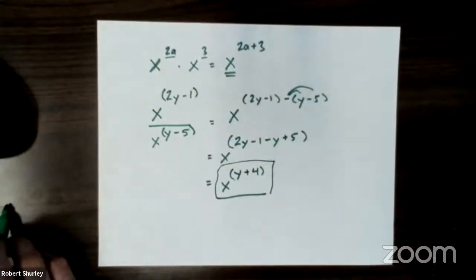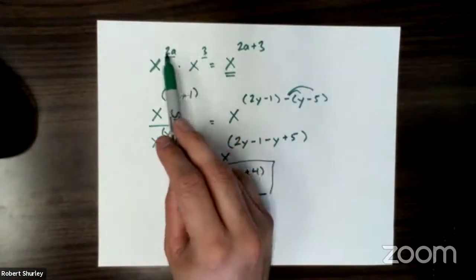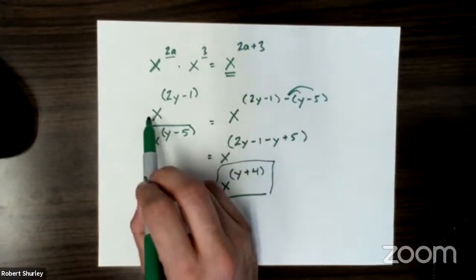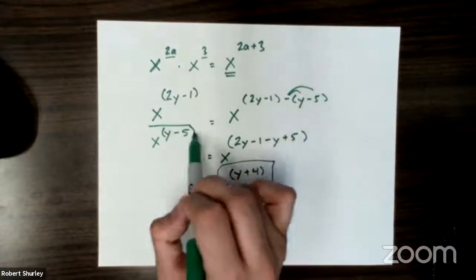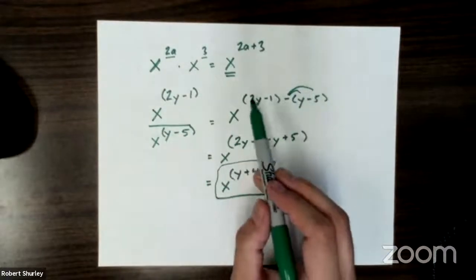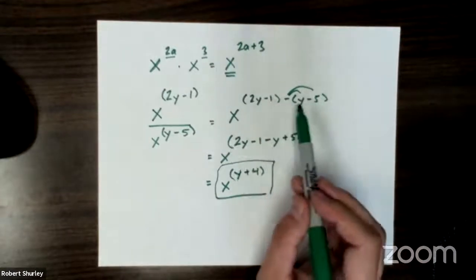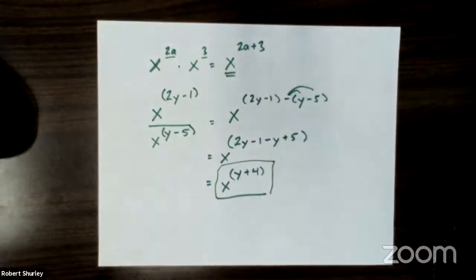Okay, so it looks more complex because it's not just numbers now, right? We have variables in there. But in the end, you're doing the same operations. Look, this is just top minus the bottom, right? And then it turns into simplifying this subtraction, the polynomial subtraction, okay? 2y minus y and negative 1 plus 5, okay? And we combine them together. Not that big of a deal. Okay, questions, comments, concerns?